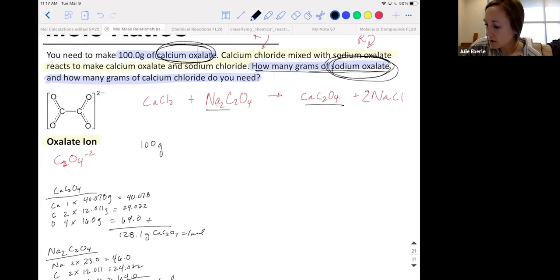Okay, so 100 grams of CaC2O4. That's why we did a lot of this in the lab. Step number 1, plug in the molar mass. So we got it right here, highlighted in blue.